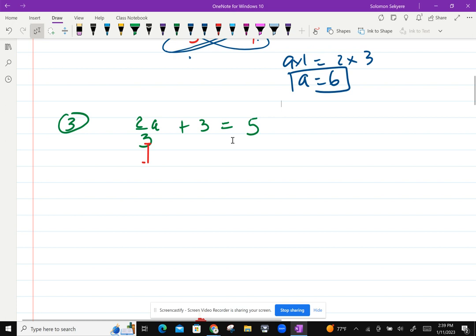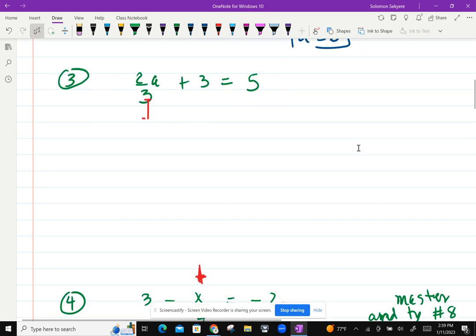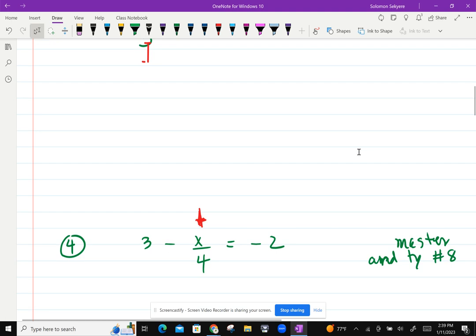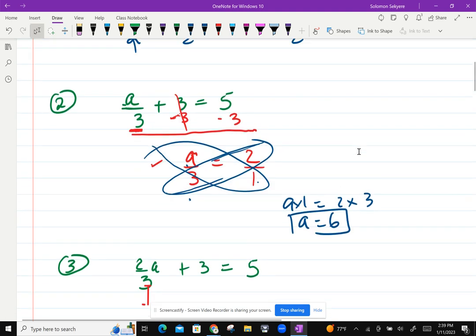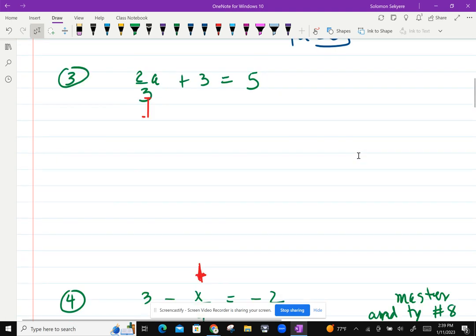Okay, so try number 3. Same, identify your variable, move the 3. And then you're not done until you have your a by itself. So if you have 2a equals something, then you divide both sides by the coefficient. All right, master that.